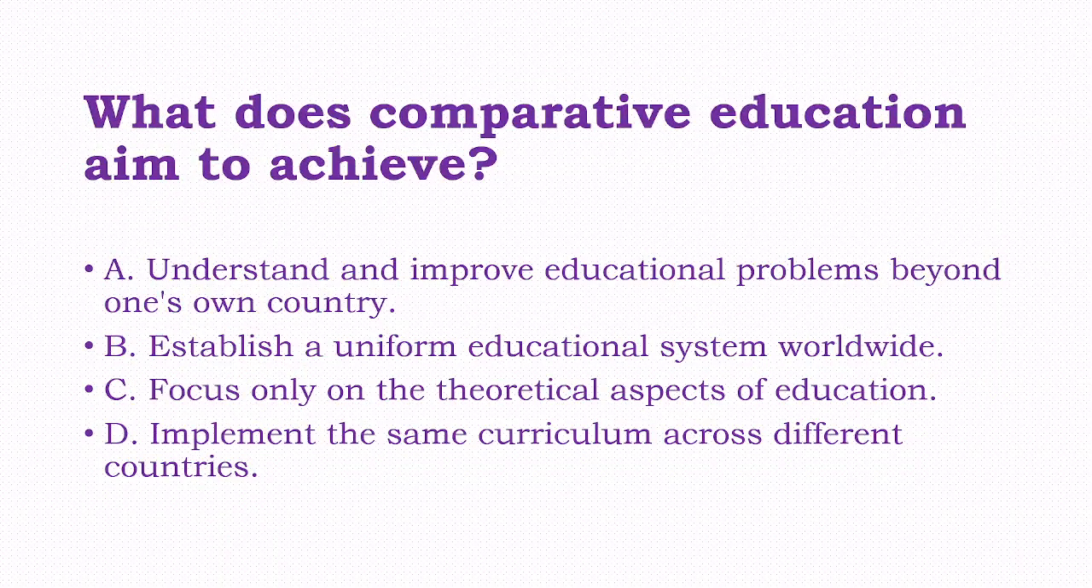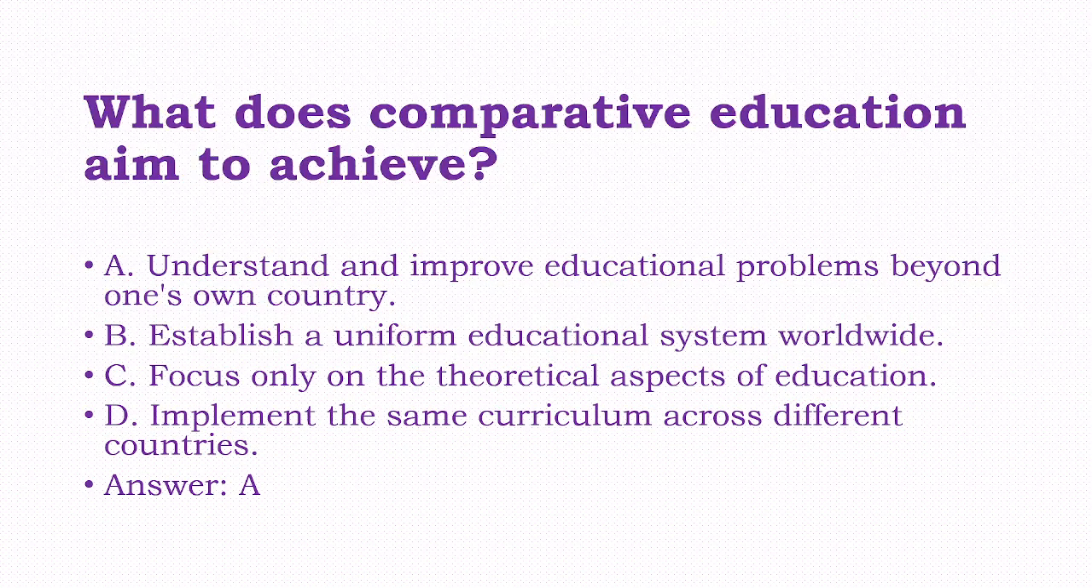Next, what does comparative education aim to achieve? Options: understand and improve educational problems beyond one's own country, establish a uniform educational system worldwide, focus only on the theoretical aspects of education, implement the same curriculum across different countries. Answer of this question is option A, that is understand and improve educational problems beyond one's own country.